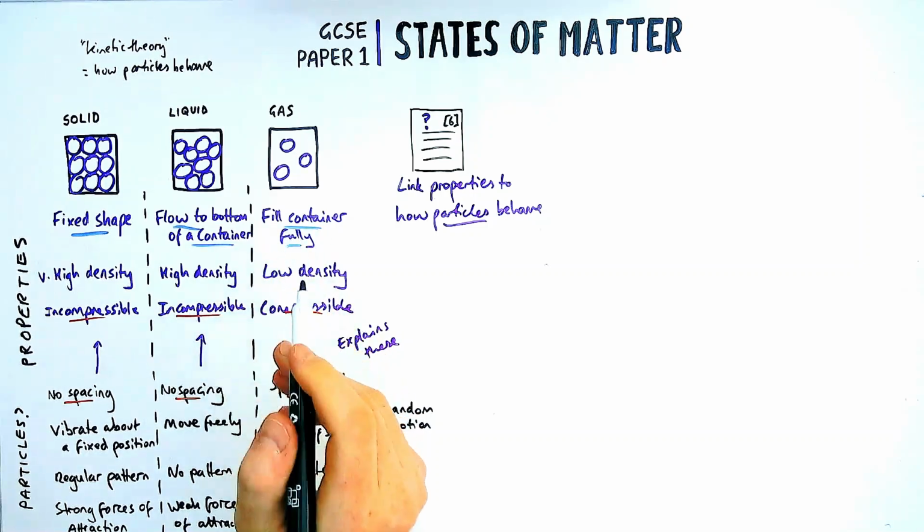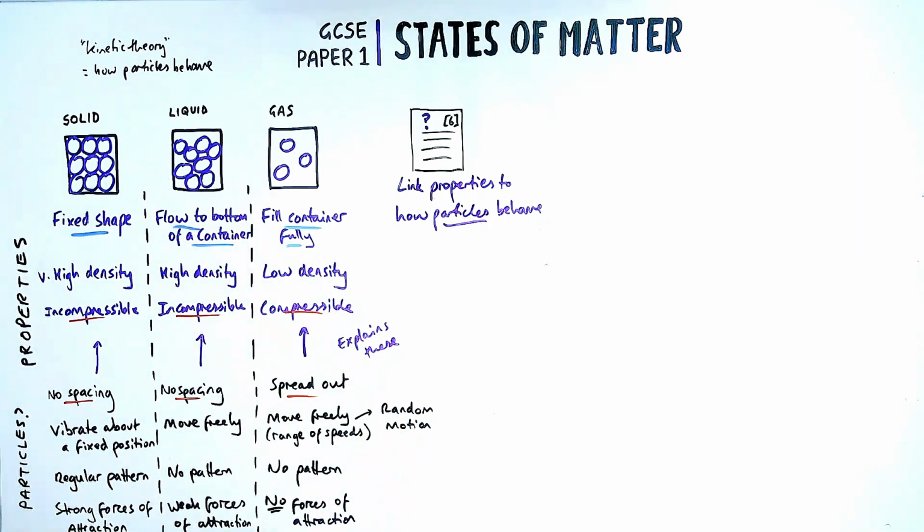Now the shape of a solid is due to the fact that the particles are only vibrating about a fixed position and they have strong forces of attraction. In a liquid they can flow because the particles can move freely because there is very weak forces of attraction, and the same thing applies for gases. They have no forces of attraction, so they can move freely randomly, so therefore they can flow to fill the container.